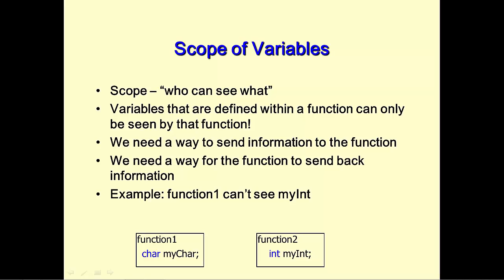Imagine that I've created this function called function1, and then I've got another function called function2. Inside function1, I have a character, you can see it right here, called mychar, and then here in function2, I've got another variable of type int called myint. Now realize that function2 cannot see mychar over here in function1, and then conversely, function1 can't see myint. And the reason is because we defined these variables inside that function.